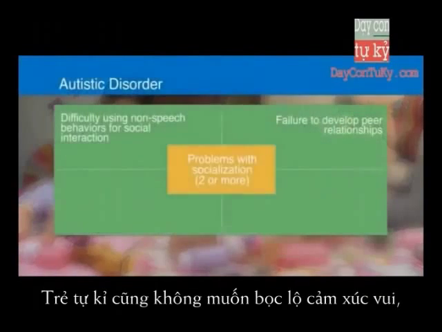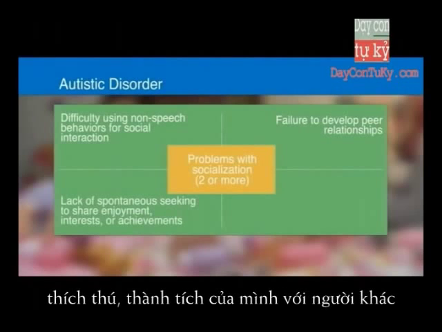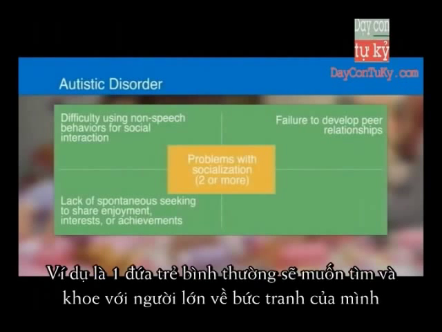Also, students with autism may not spontaneously seek to share enjoyment, interests, or achievements with others. For instance, typically developing students may come up to an adult to show them their artwork.